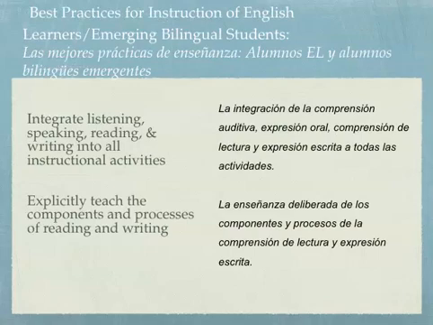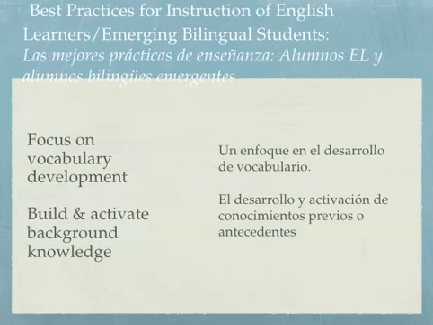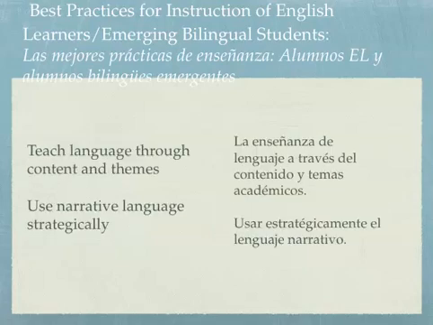Teachers of English learner students should integrate listening, speaking, reading, and writing into all instructional activities, explicitly teach the components and processes of reading and writing, explicitly teach and model reading comprehension strategies through metacognition, use narrative language strategically, focus on vocabulary development, build and activate background knowledge, and teach language through content and themes.